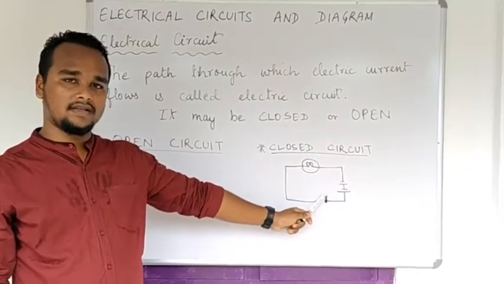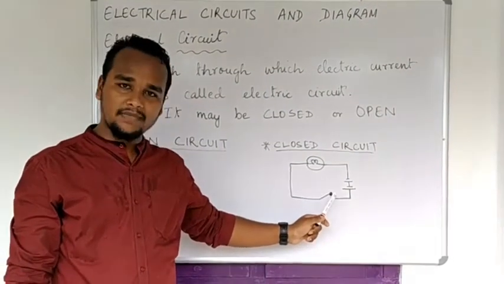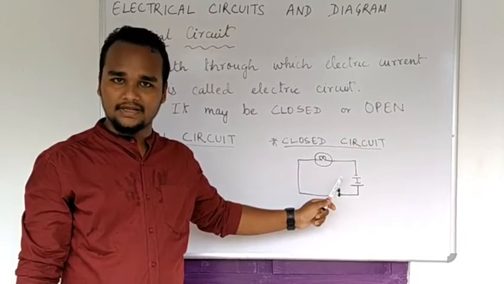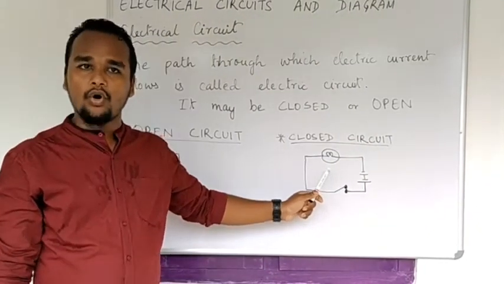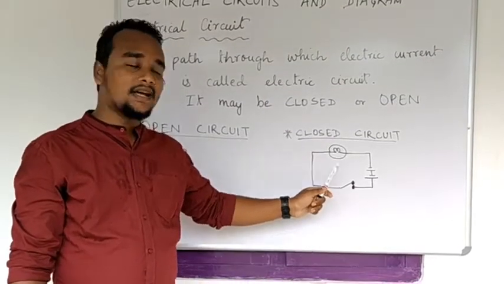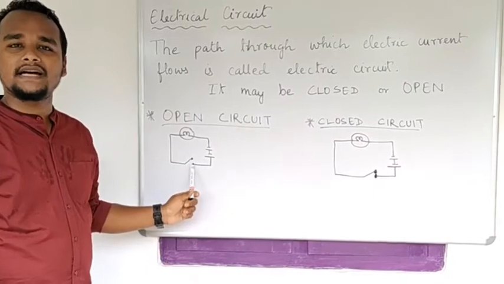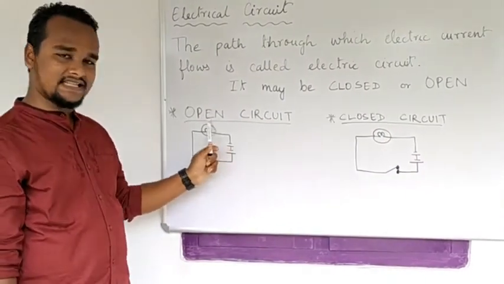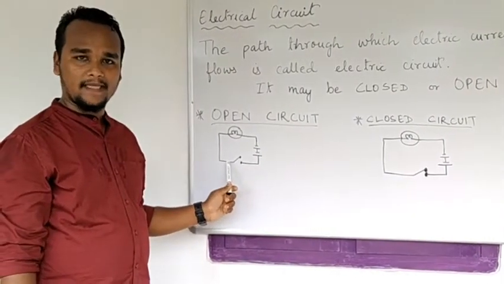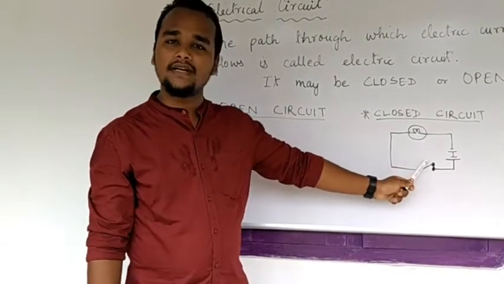In a closed circuit, the electric current flows from the positive terminal to the negative terminal. It flows through all the components connected in that electric circuit. Thus, it constitutes a closed circuit. But in the open circuit, the flow of electric current is restricted at a point. And this is the difference between an open circuit and a closed circuit.